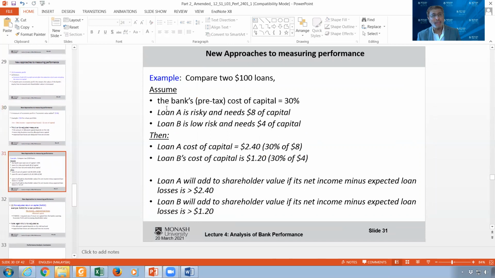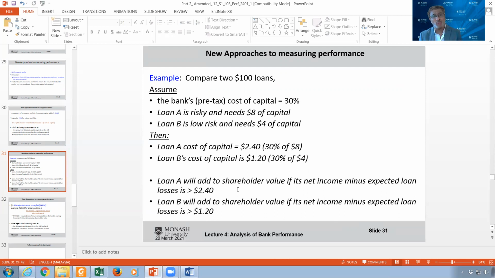Look at this. If the bank's pre-tax cost of capital is 30%, and it has two loans, loan A is risky and needs $8 of capital. Loan B is low risk, but needs $4 of capital. Now the loan A cost of capital is 2.40, which is the 8 times 30%. The loan B cost of capital is the same rate: I have the $4, 30% of this is $1.20.